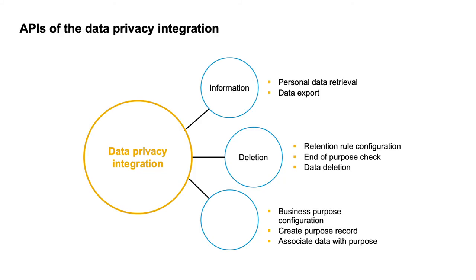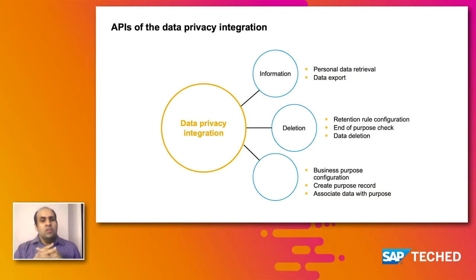Going a bit deeper into the APIs, we can see that we have three sets of APIs. That is the information retrieval API. The information framework APIs provide the personal data retrieval API, as well as the APIs to trigger data export and client download of the data. The deletion APIs expose capability to configure the retention rules, trigger the end of purpose check, as well as trigger the deletion of data.